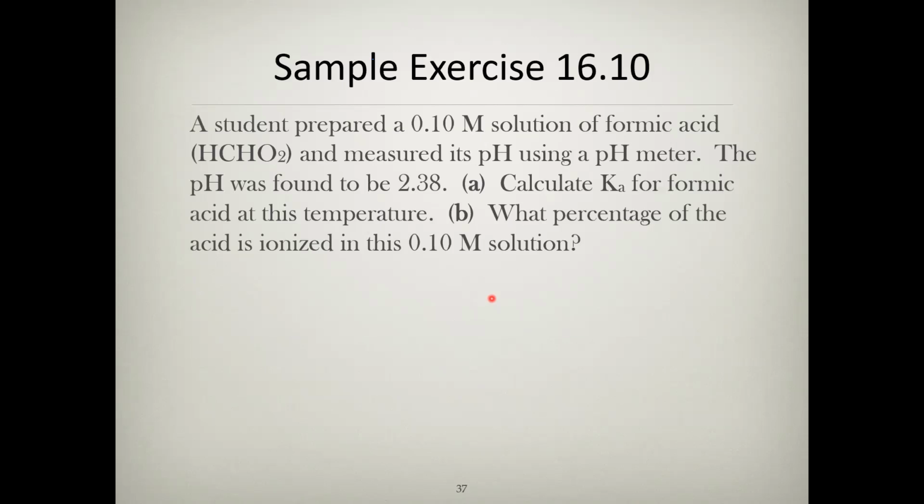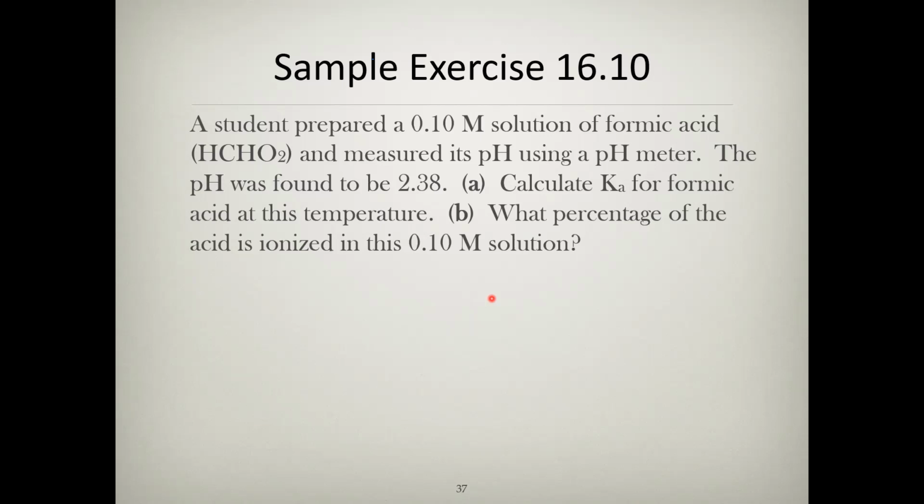So with this example, a student prepared a 0.1 molar solution of formic acid. So this is going to be a weak acid. It's not going to fully dissociate. And measured its pH using a pH meter and found it was 2.38. We want to first calculate the Ka for formic acid at this temperature. And then we also want to figure out what percentage of the acid is ionized in this 0.1 molar solution.